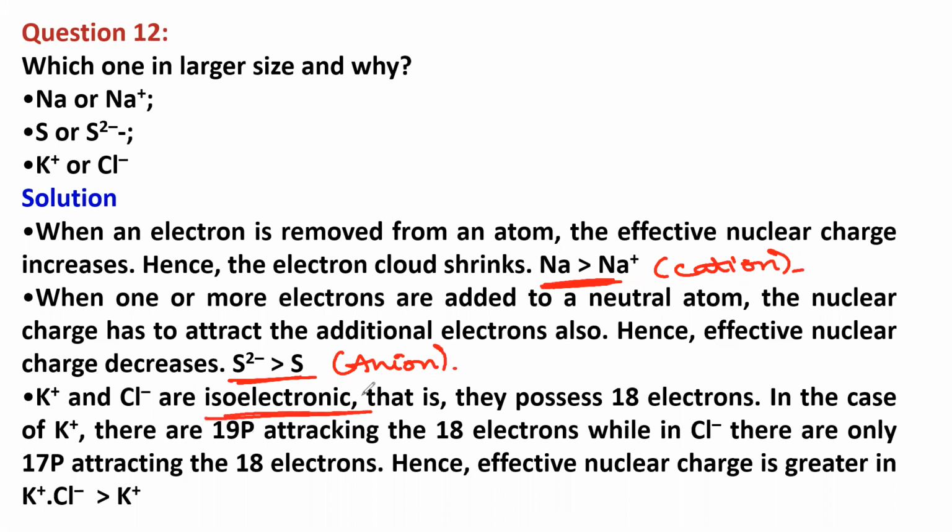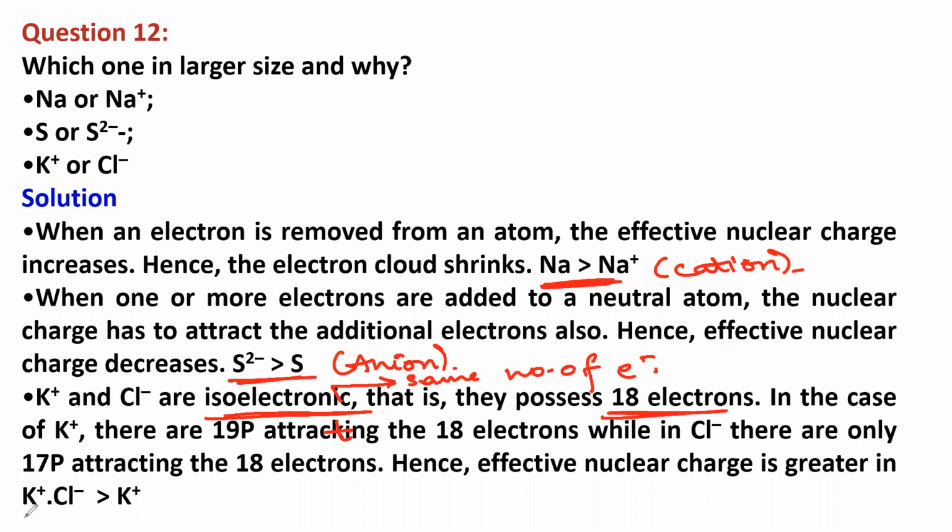As we discussed in the second chapter, what are isoelectronic? Same number of electrons. So K plus contains 18 electrons, Cl minus contains also 18 electrons. That is, they possess 18 electrons. In K plus, there are 19 protons attracting the 18 electrons, while in Cl minus, there are 17 protons only attracting the 18 electrons. Hence, the effective nuclear charge is greater in K plus than Cl minus.